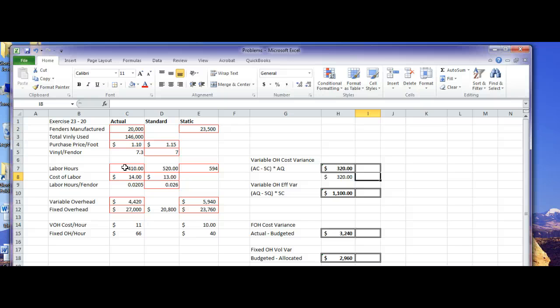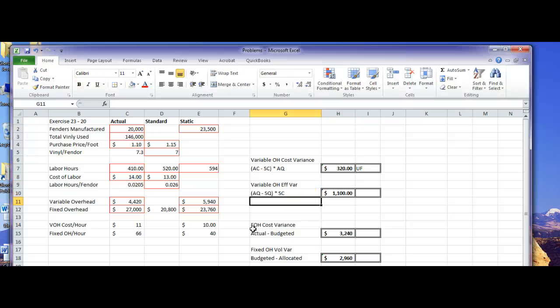Now the other question would be, is this favorable or unfavorable? Well, I'm going to do that up here. So what we're looking at is cost variance, so we're looking at the difference in cost. So it cost me $11. I expected it to cost me $10. That's not favorable. Ooh, that's an unfavorable variance.